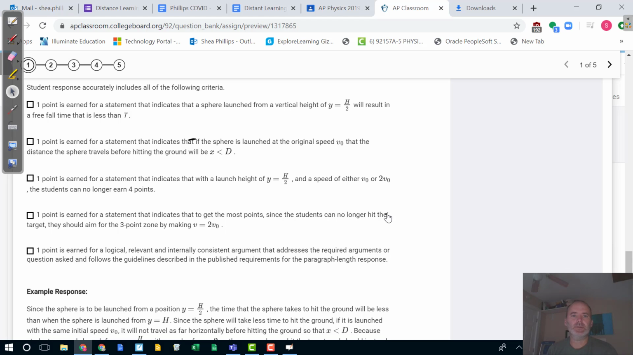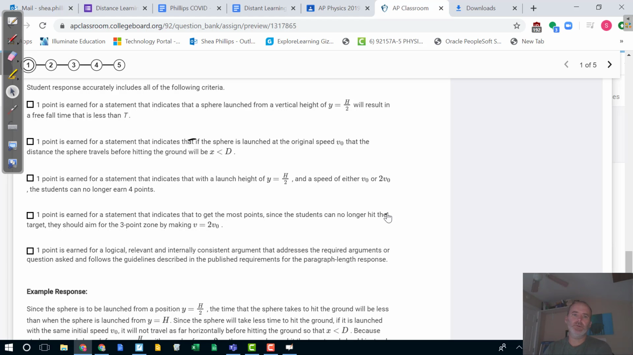Now, 1 point is earned for a statement that indicates that with half the height and a speed of 2v0, the student can no longer earn 4 points. So we're saying that with v0 or 2v0, it's not going to hit the bullseye. That's a good statement that we can get just with some logic. So we get another point for that.